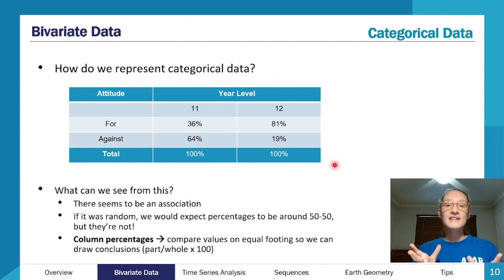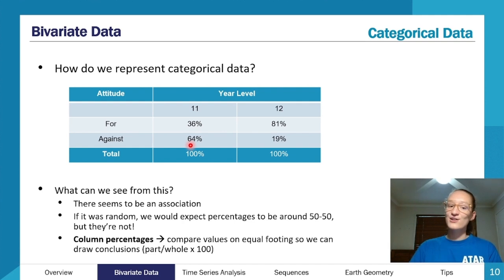So let's say, for example, this data is about whether year 11s or 12s are for or against phone use at school. Here we could see that 36% of year 11s are for phone use at school, while 64% are against it. And even there, by using that language intentionally, even just by using the adjoining word "while", I'm really intentionally comparing and contrasting them, discussing the difference and drawing a conclusion from that, which would be that year 11s seem more likely to be against phone use at school.